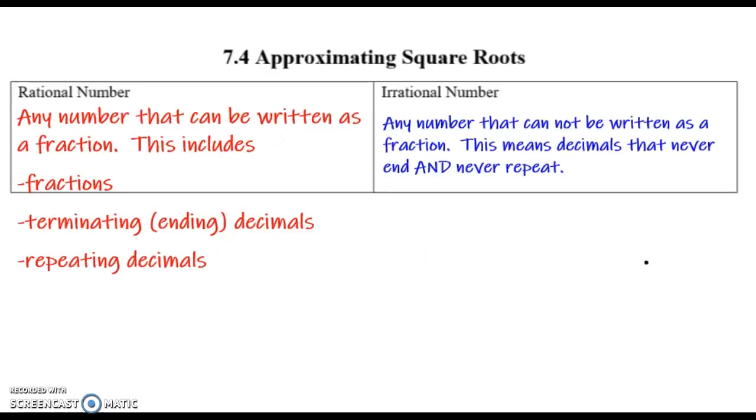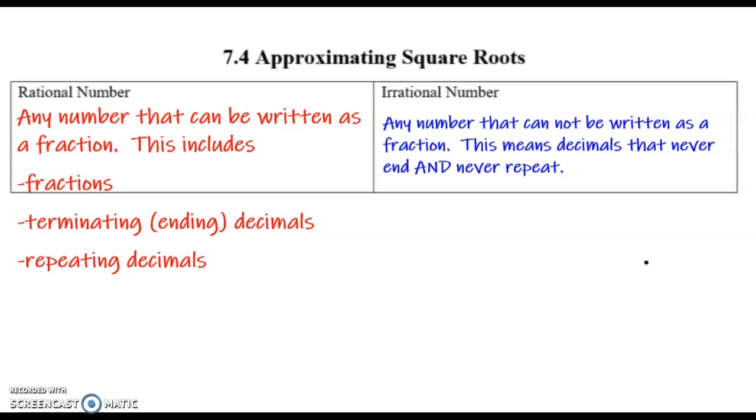So here we go. When we talk about approximating square roots, we're talking about two different numbers. We've got rational numbers and irrational numbers. Just like rational numbers and irrational numbers, you can have rational people and irrational people, or rational thoughts and irrational thoughts. Rational is a number that can be written as a fraction.